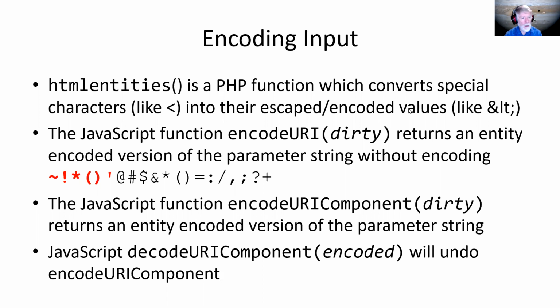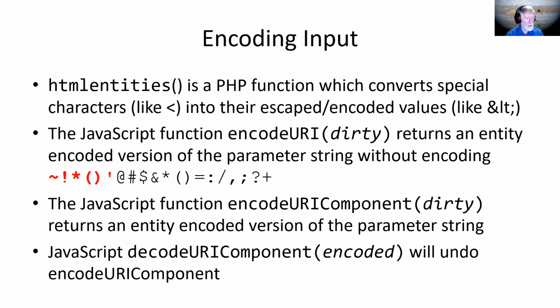It will change all those characters, like the less than symbol to ampersand lt semicolon. The semicolon is important, by the way. It has to be there or it doesn't work well. So it will do all that for you. And you can do it in JavaScript. There's encodeURI, passing it some sort of dirty string, and it returns a nice clean string that's been entity encoded.